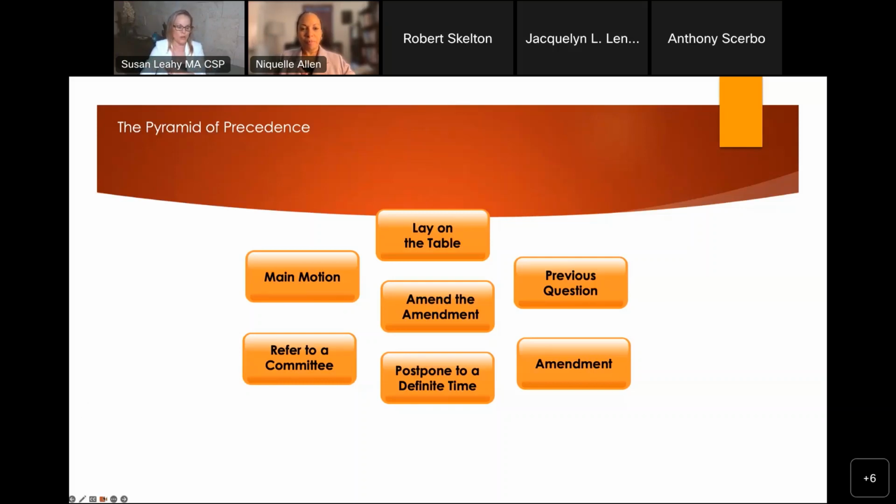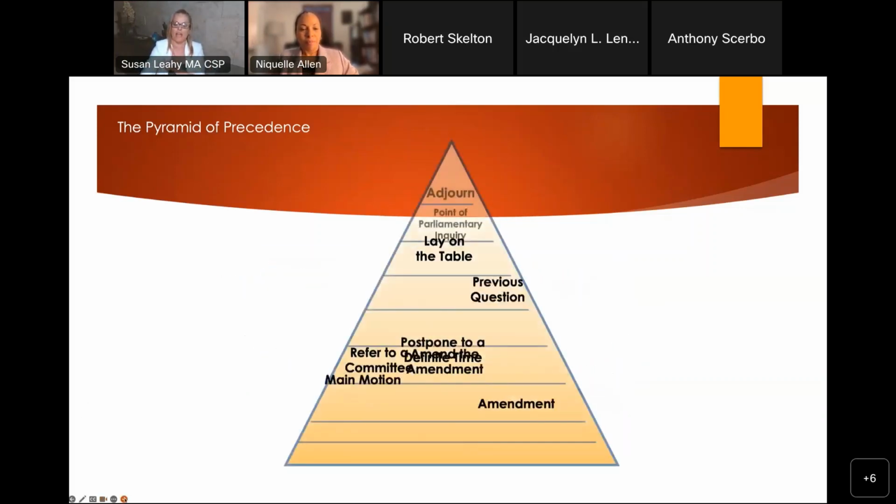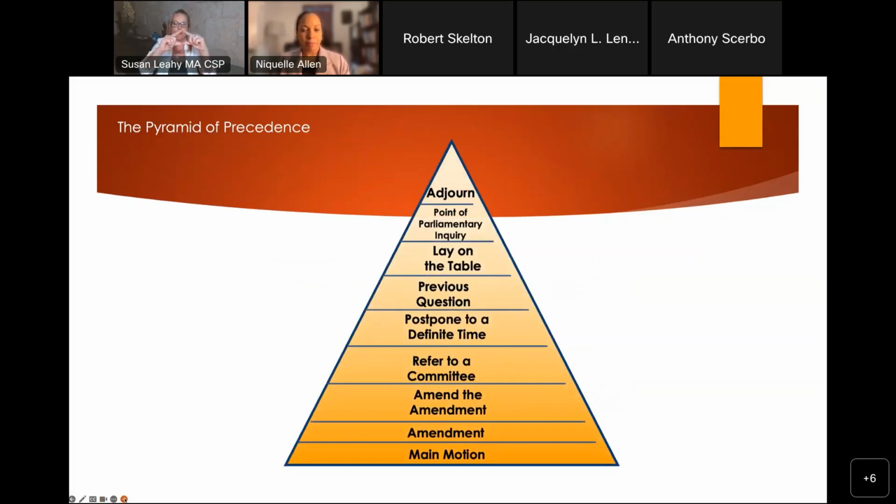Now, how do you get into the pyramid? And let me just kind of show you that. At the bottom of the pyramid is always the same motion. It's the main motion. So I want you to look at your fingers, your thumbs, and I want you to just kind of open it up. The door to the pyramid is always the same. You open it and you close it by making a main motion. I move. And once that motion is moved and seconded, boom, you are inside of the pyramid of precedence. You are handling the business item that's on the agenda. And you can then use all of these other motions or questions in service of the main motion.